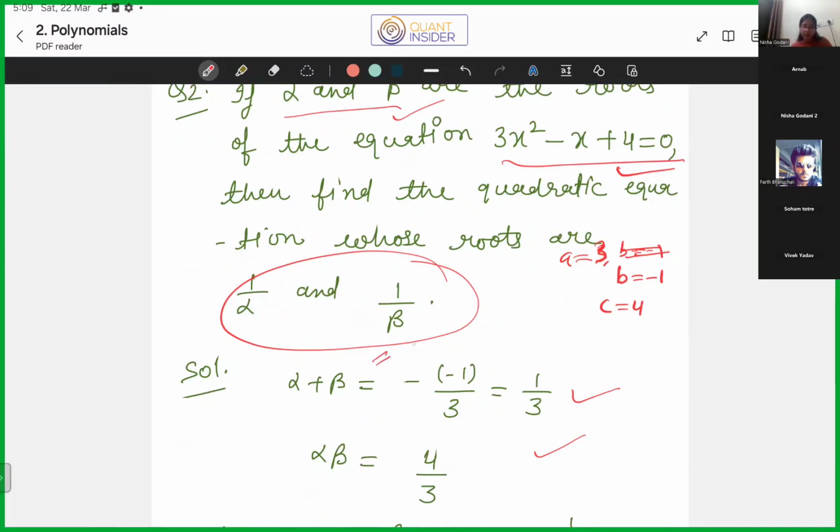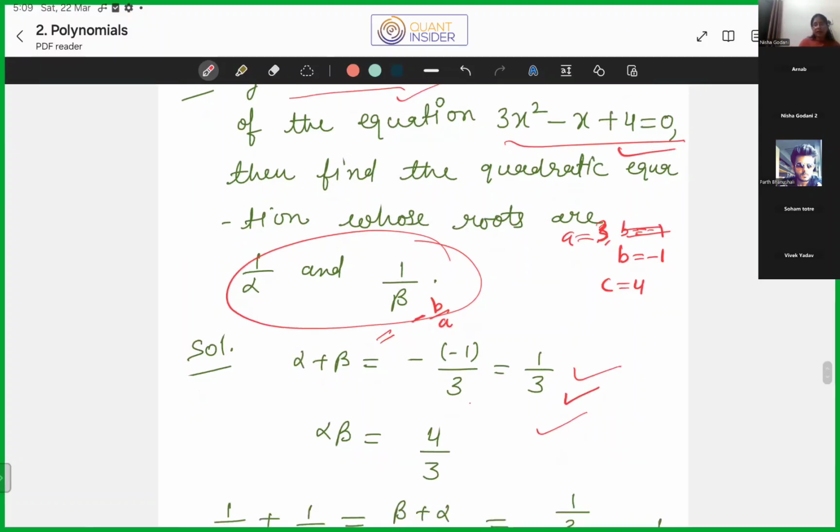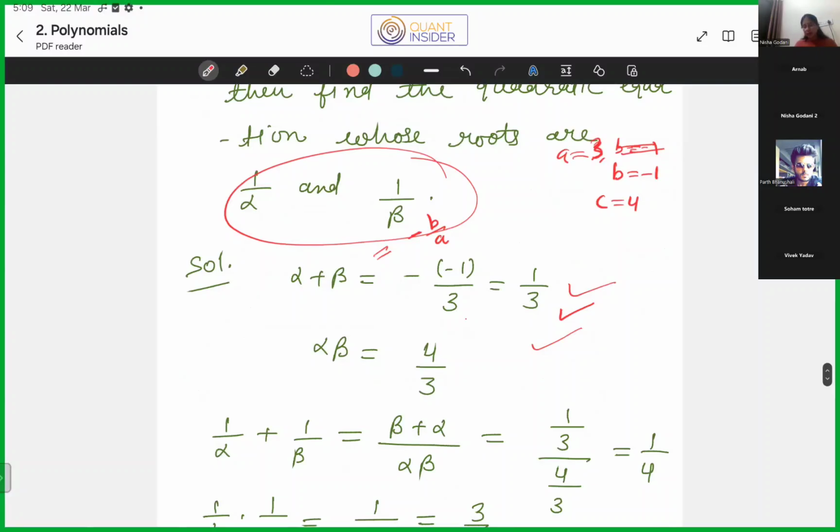Alpha plus beta is what? This is minus b upon a. So minus as it is, b means minus 1, a means 3. So this is 1 upon 3. Then alpha into beta is c upon a, which is 4 by 3.